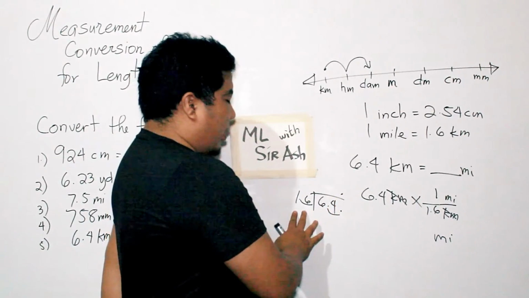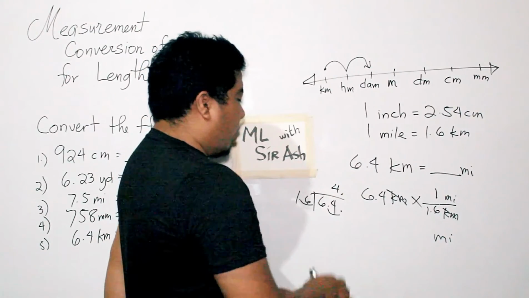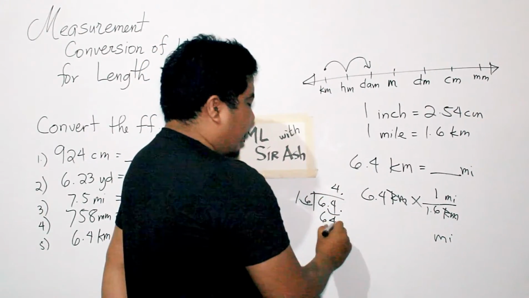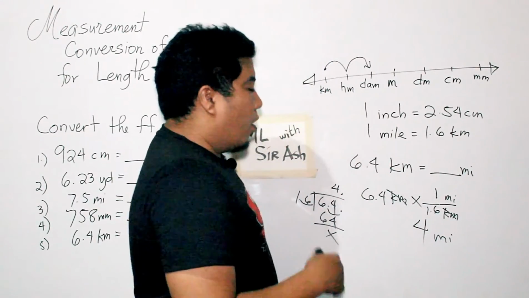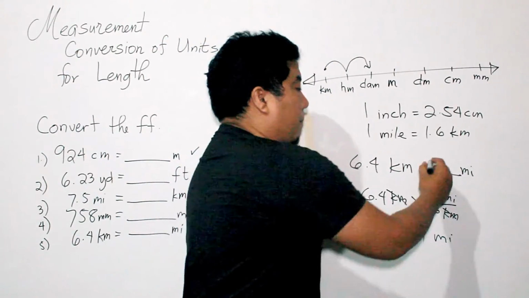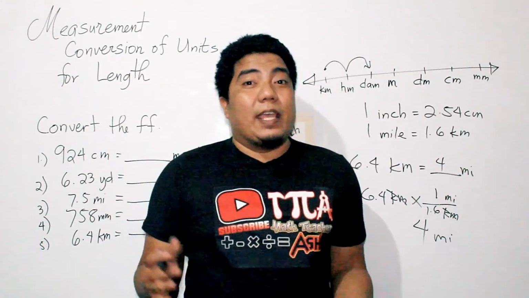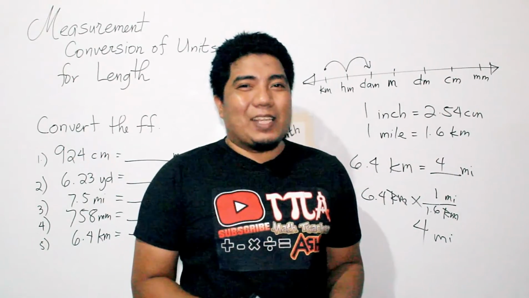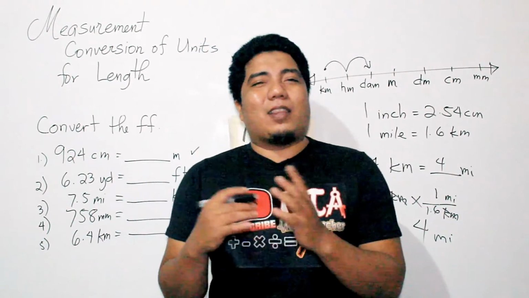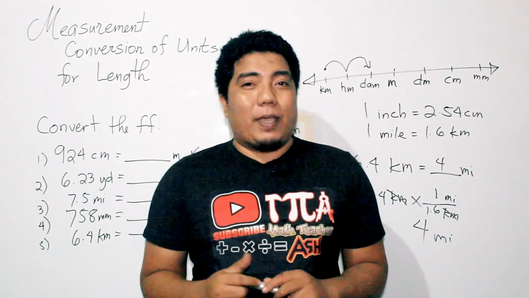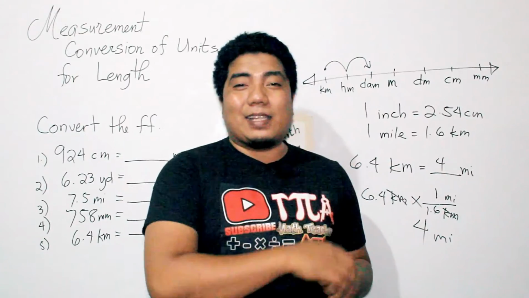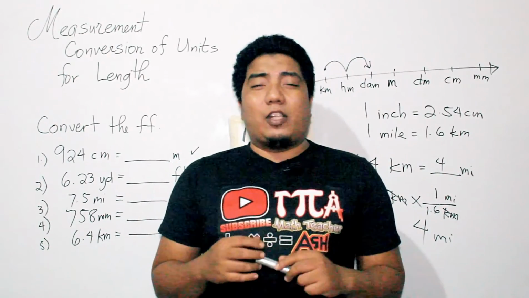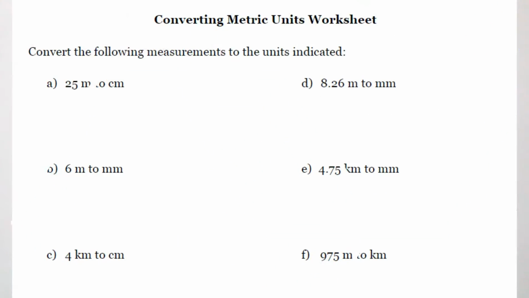So 64 divided by 16, that will give you 4, because 4 times 16, that is 64. You don't have any denominator. Therefore, you have 4 miles for 6.4 kilometers. Easy, right? I hope you have learned a lot of things about this topic on conversion of units for length. Now, this is the time that I will challenge you whether you have understood our topic, and here it is.